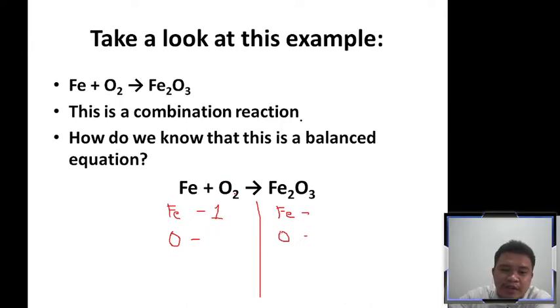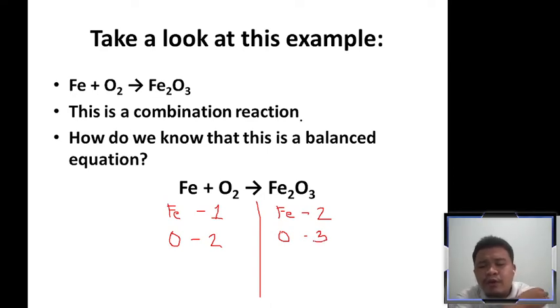Okay, how about the oxygen here? On the left side, you can see that there is a subscript of 2, which indicates that this oxygen has 2 atoms in this equation. Now, how about on the right side? If you look at Fe here, it has a subscript of 2, which indicates that Fe here is of 2 atoms. So we write here 2. And oxygen with a subscript of 3 means it has 3 atoms.